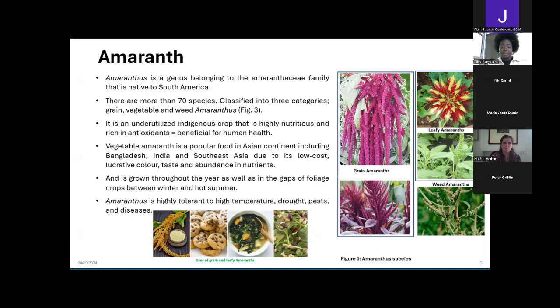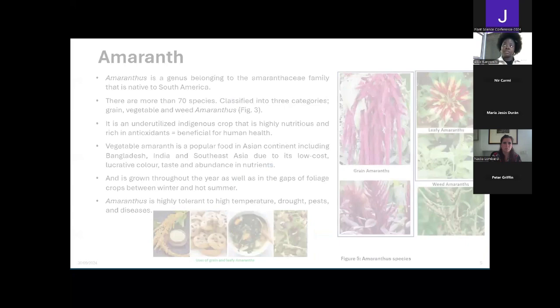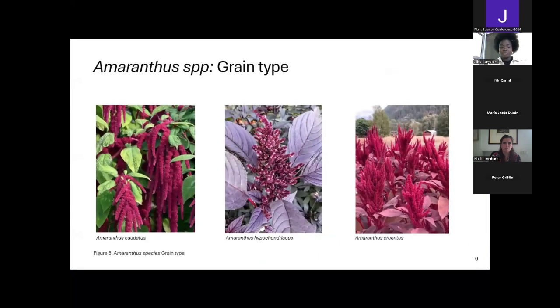So in the grain Amaranthus, you get Amaranthus caudatus. In the leafy Amaranthus, you get Amaranthus tricolor as well as Amaranthus viridis. And then in the wheat type Amaranth, you get Amaranthus spinosus. The next image just showcases the different types of species you'd find under grain Amaranthus. So as I mentioned, you get Amaranthus caudatus, Amaranthus hypochondriacus, as well as Amaranthus cruentus.